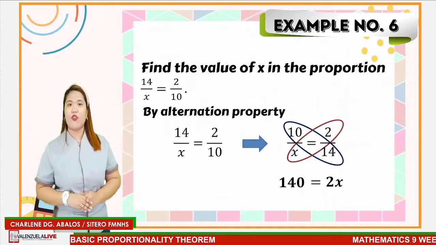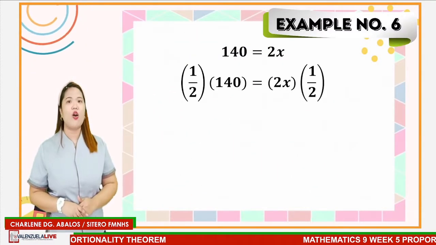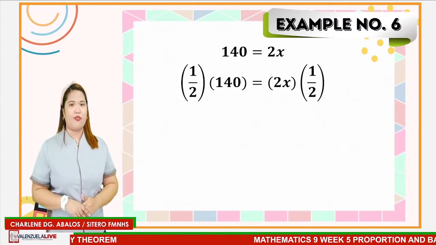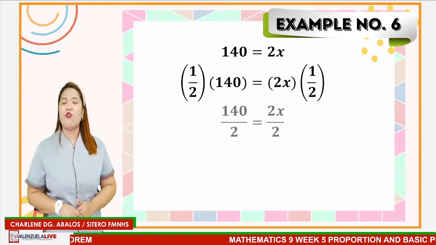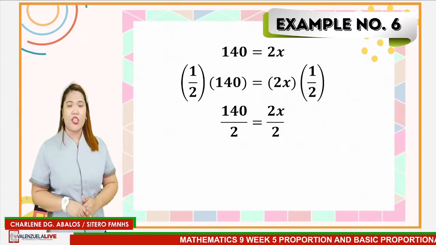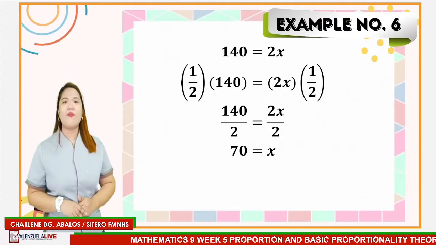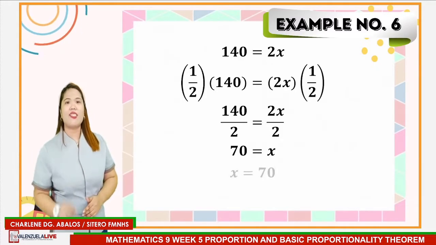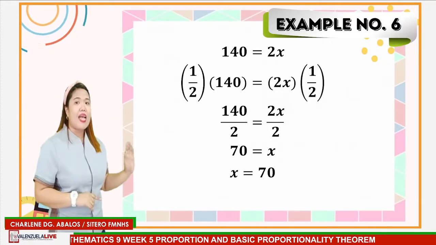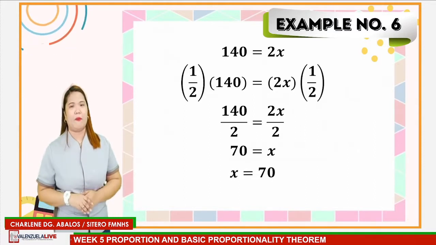Applying multiplicative inverse, multiply both sides of the equation by 1/2. So we have 1/2 times 140 equals 2x times 1/2. Then it will be 140 over 2 equals 2x over 2. Then it gives us 70 equals x. Applying symmetric property, it will be x is equal to 70. As you can see, we got the same answer, which is 70, applying alternation property.